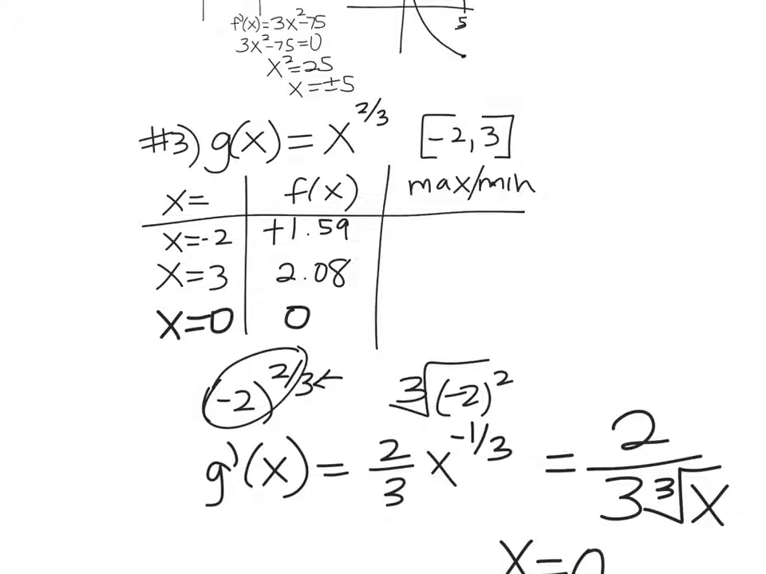Okay, so what I would do is I might sketch a little graph of this. So I'd go over here to negative 2, and then go to 1.59, right here, and at 0, 0. And then over here at 3, I'd be up here at 2.08. Now, you know what this looks like? The graph of it is actually a cusp.